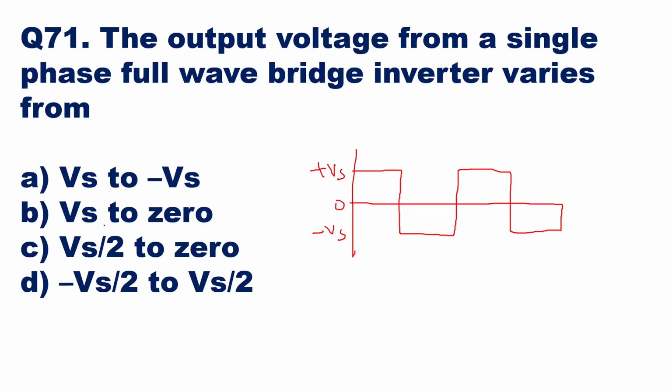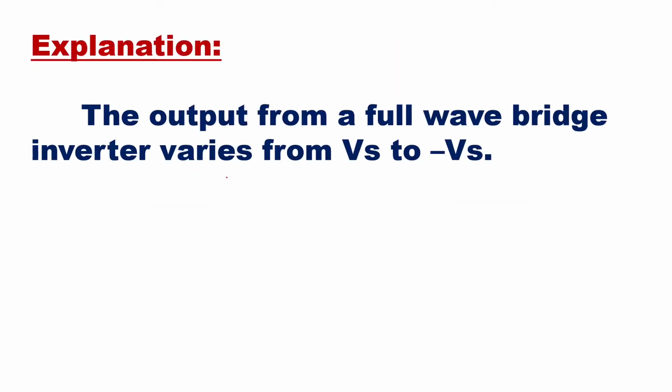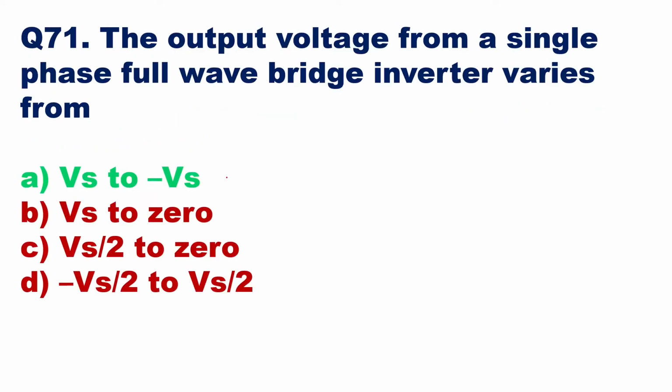So here option A will be the right answer. It is Vs to minus Vs. So here you can see the output from a full wave bridge inverter varies from Vs to minus Vs. So here option A is the right answer, Vs to minus Vs.